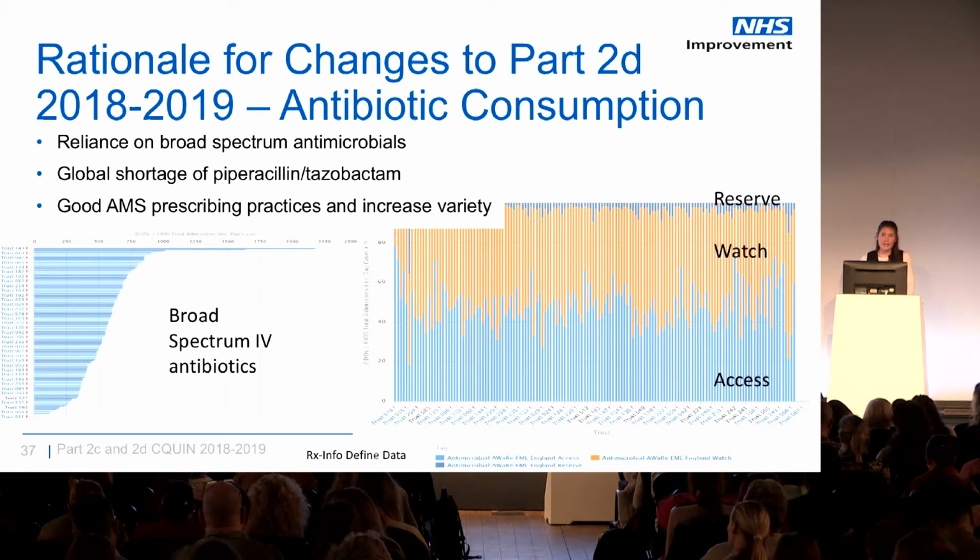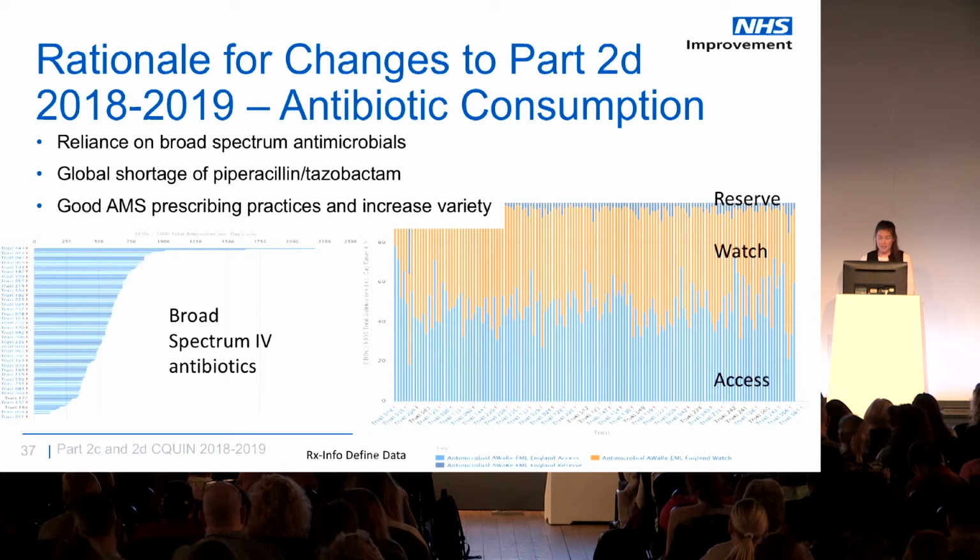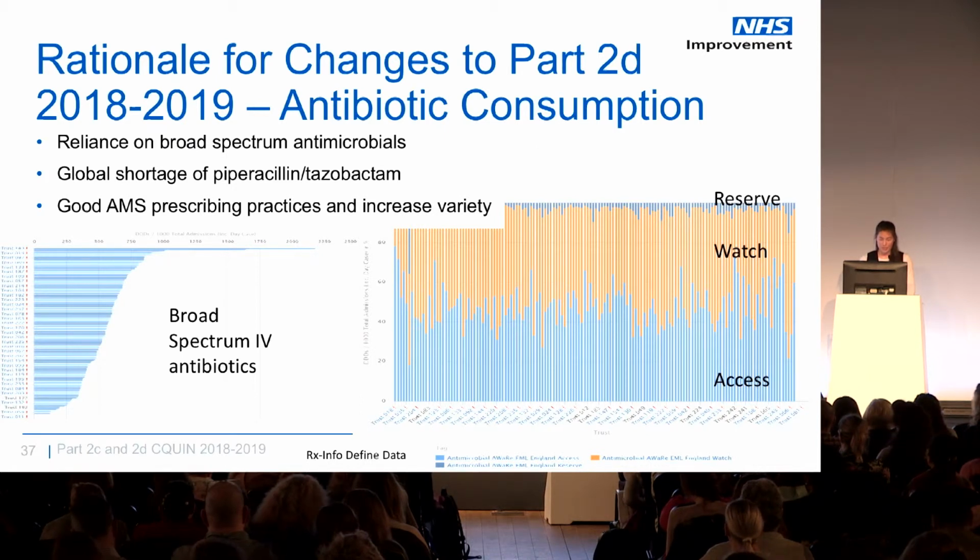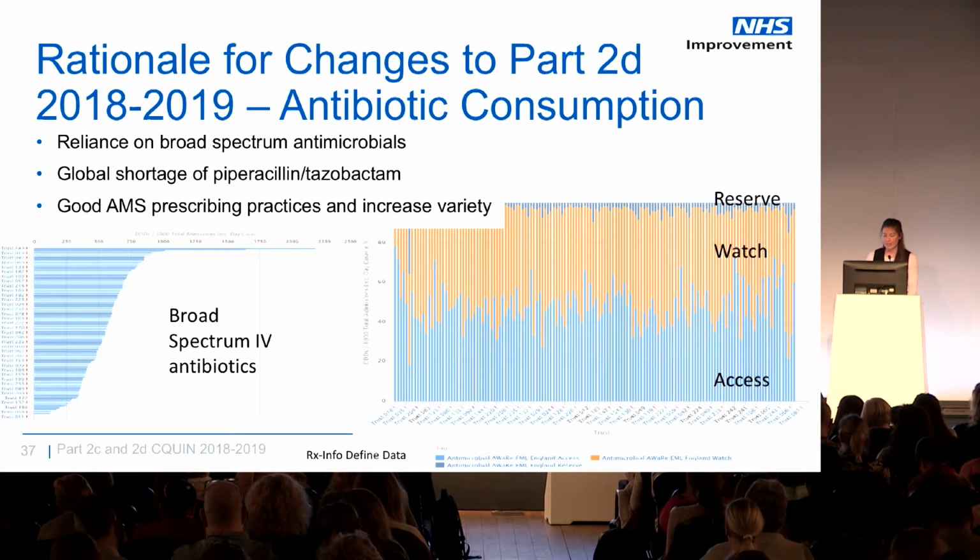So again, why have we made these changes to 2D? Well, there's a heavy reliance on using broad-spectrum antibiotics, where empirical treatment is often started and then continued. And because of the global shortage of piperacillin tazobactam, we've had to remove that from the CQUIN, and there's an increased focus on good antimicrobial stewardship prescribing practices.